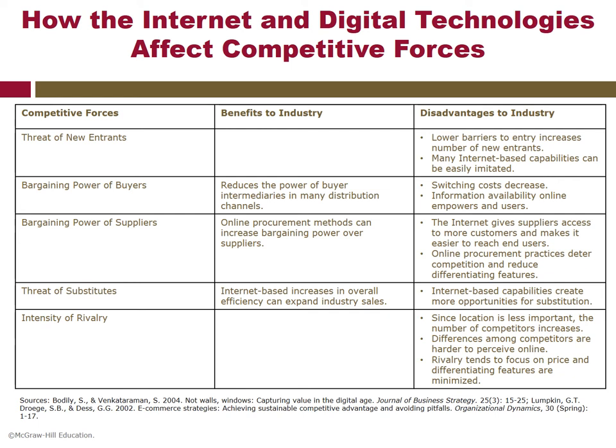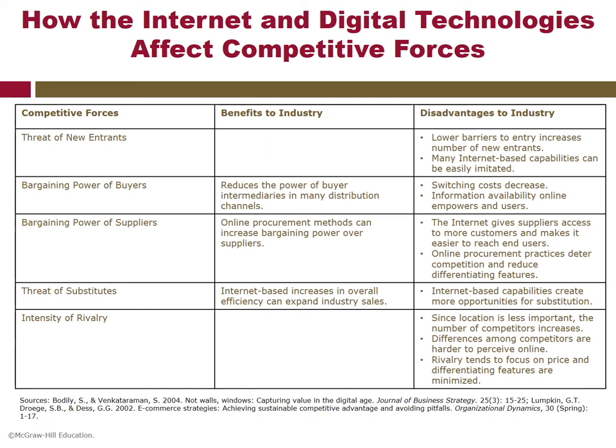So these internet and digital technologies may complement or might be an additional barrier for the firm if they were not able to anticipate the effect of these technologies. For example, for the threat of new entrants, there are no written benefits for the competition, but more of a disadvantage to the industry, since it lowers barriers. Also, many internet-based capabilities can be easily imitated. So that could be a threat, or disadvantage, for the new entrants.